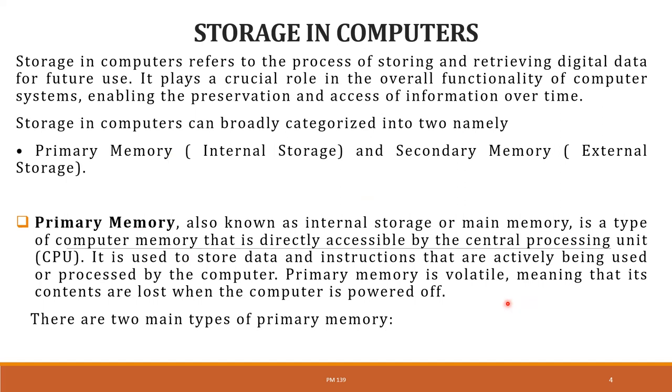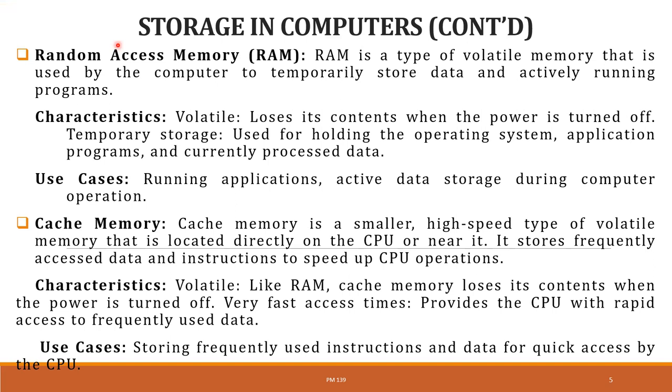There are two main types of primary memory, and we're going to talk about each one of them. We are just going to talk about the first one, which is random access memory, which we term RAM. It is a type of volatile memory that is used by the computer to temporarily store data and actively running programs. Anytime you have Microsoft Word open and you are working in the word processing environment, that program which is already opened is termed a running program. So this Microsoft Word that we have opened is a running program, and the random access memory temporarily stores data of this particular running program.